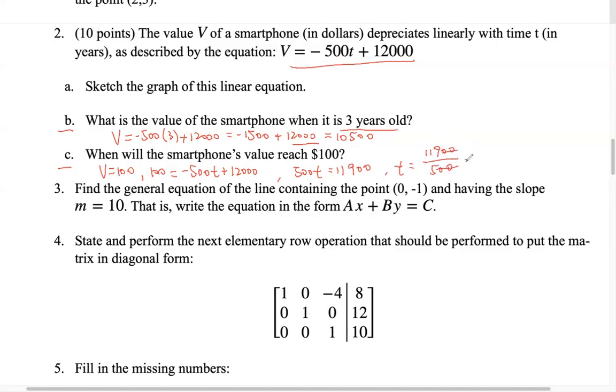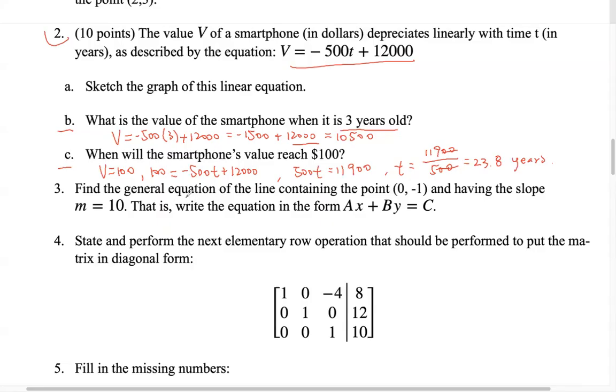Cancel those 2 zeros. So what do we get? We get a 2, right? Because 5 goes into 11 2 times, then we'll have a 19. That's 3 times. Then we'll have 40. So 23.8 years. Okay, that's for C. So that's for 2. So 2, 10 points. Now let's see 3.